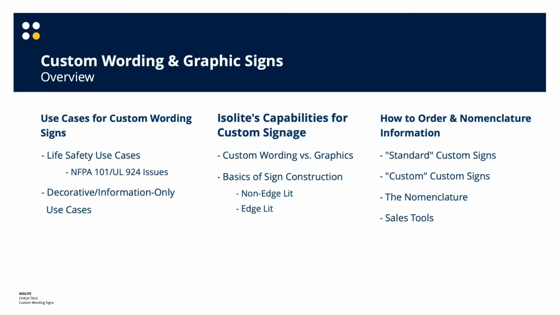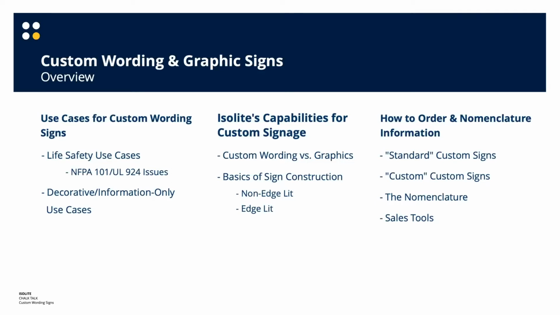I also wanted to talk about the construction of the signs. There's a slight difference in the feature set associated with Edge Lit and non-Edge Lit signs that's worth understanding so that you understand what the capabilities are. We'll end our session today with the how to order and nomenclature information.